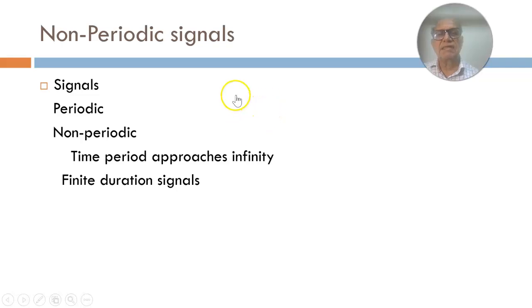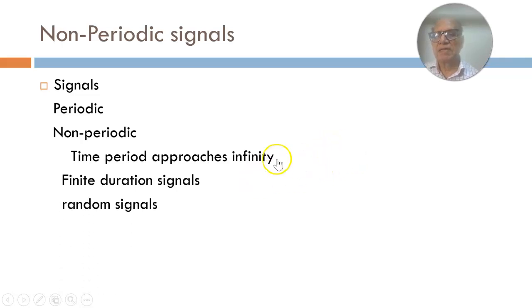Now, let us see some examples of non-periodic signals. Finite duration signals. This class of signals are basically non-periodic. For example, consider a single rectangular pulse. Before this pulse occurs, the signal has a zero value, and after the occurrence of the pulse, again it has a zero value. So it never repeats itself. And this will apply to any finite duration signal.